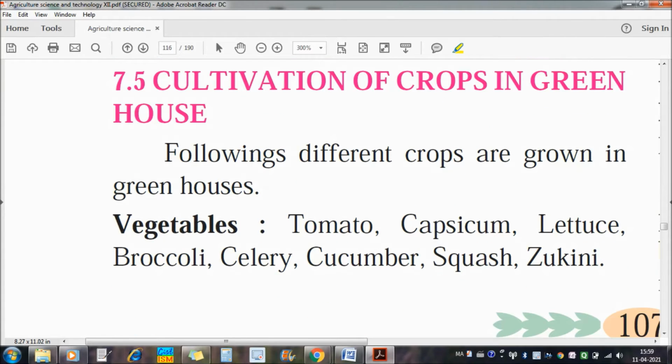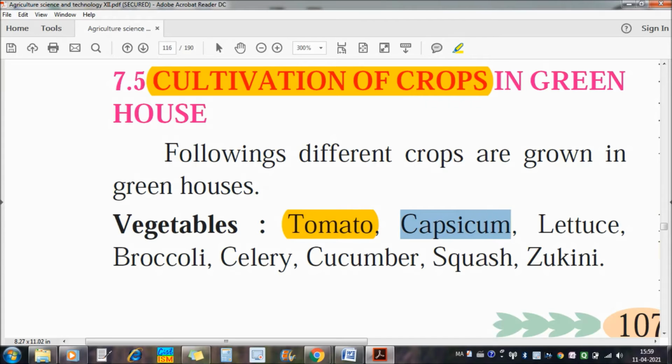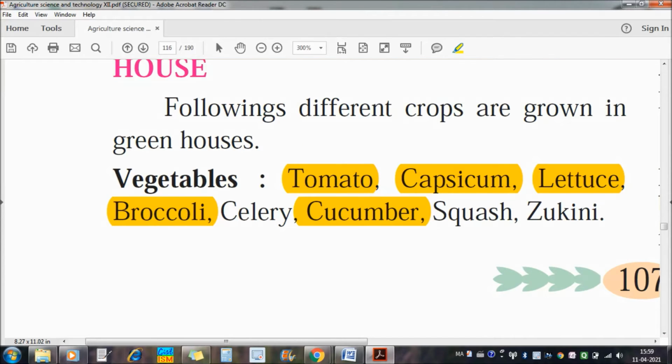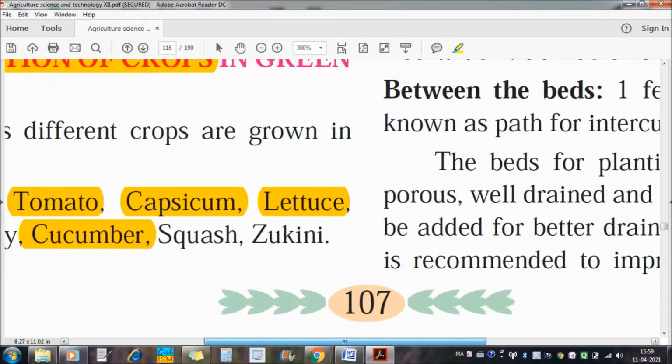Now what is the use of this greenhouse? Cultivation of crops in greenhouse. Different crops can be grown in greenhouse. For example, vegetables are particularly grown. We can grow tomato, capsicum, chili, lettuce, broccoli, cucumber, and different other vegetables.